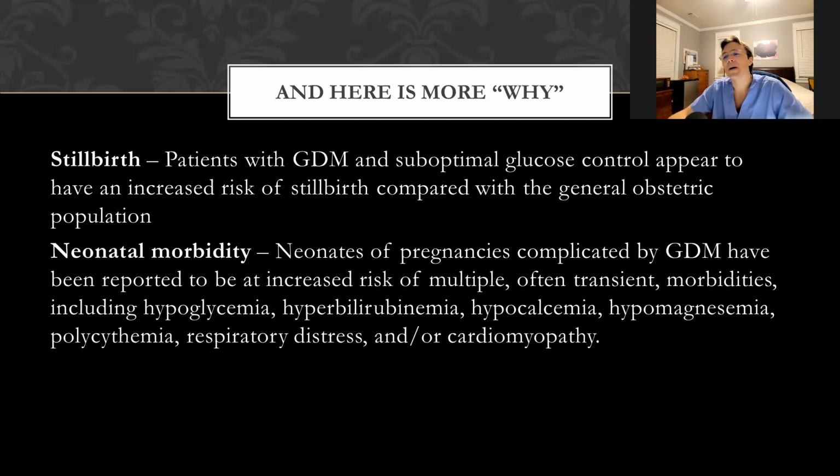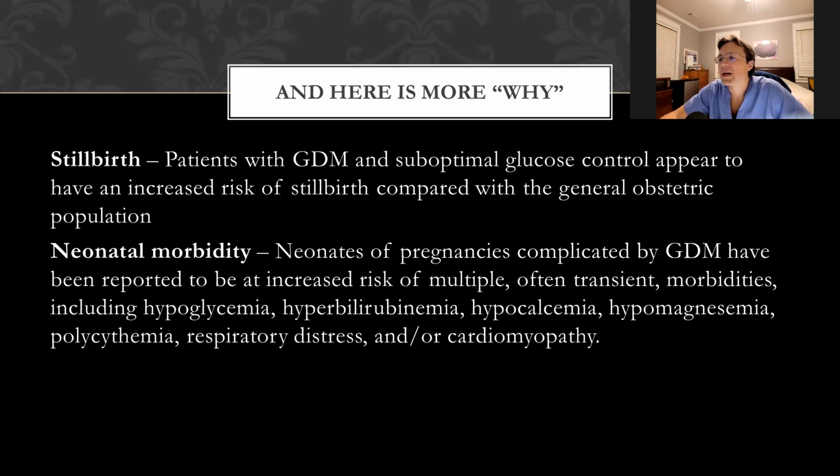When we're talking about suboptimal control, what are we talking about? Well, we're talking about the levels of the sugar, the target blood glucose, being 20 to 30% above our desired optimal level. All right, and we'll get to that in a moment.